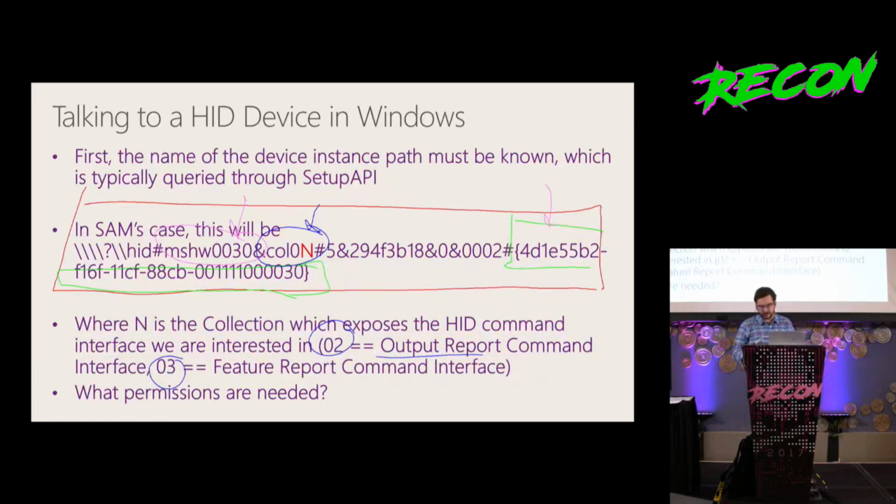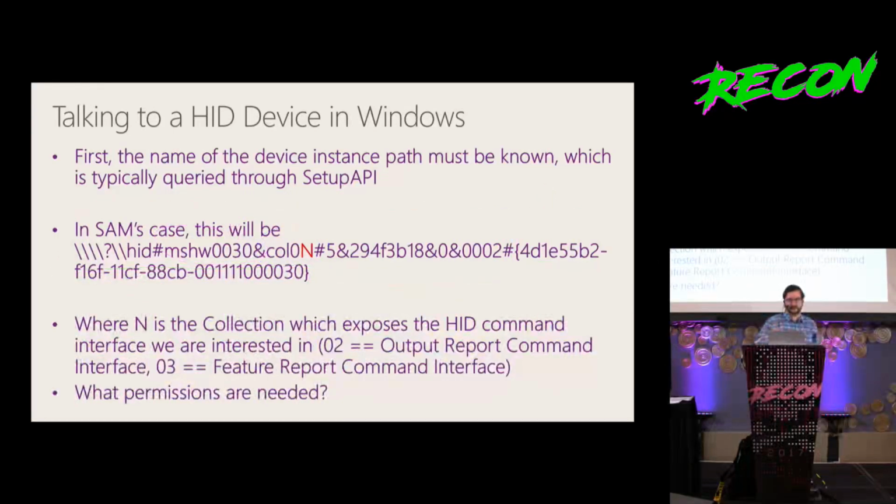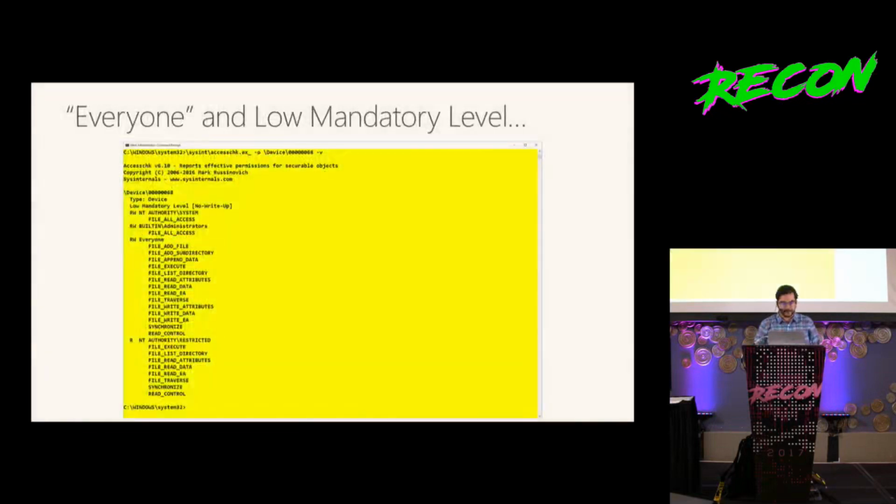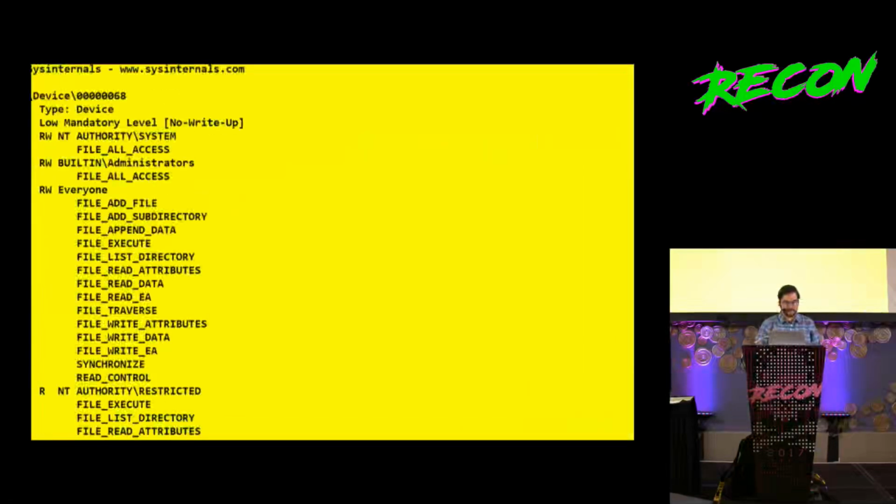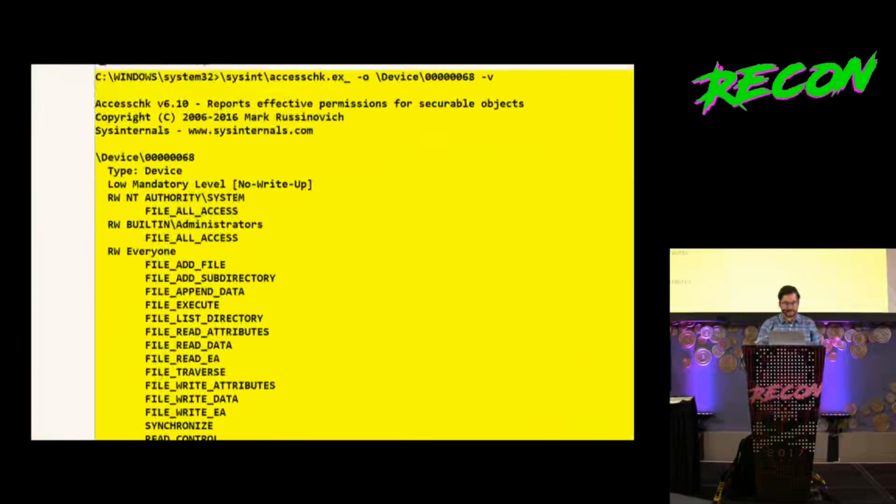So of course, as soon as you call CreateFile, Windows is going to be doing an access check. And I was curious, do I have to be admin to talk to SAM? Do I have to be SYSTEM? What are the permissions? And you can use an amazing tool, AccessChk from Sysinternals.